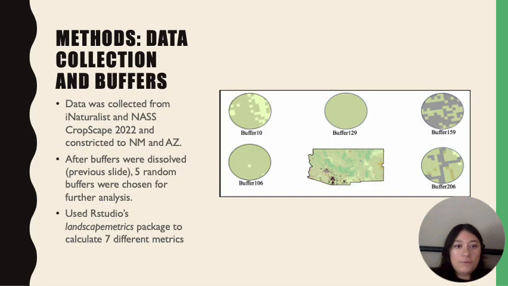For methods of data collection, I downloaded the occurrence points from the citizen science app iNaturalist. I downloaded the land cover data from NASS CropScape from the year 2022, and then I restricted that to Arizona and New Mexico, as you can see here in this figure. From those 264 occurrence point buffers, I chose 5 random buffers to further analyze. I plugged them into RStudio and used the landscapemetrics package to analyze 7 different metrics.